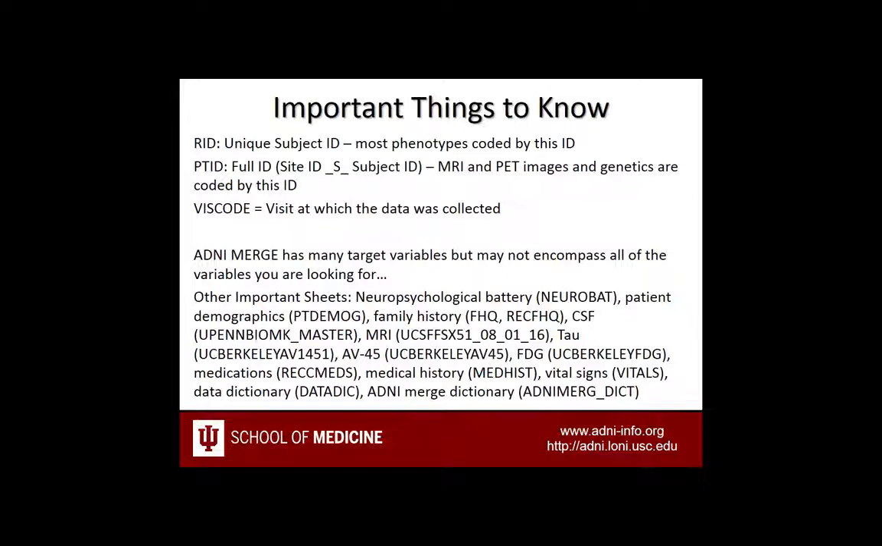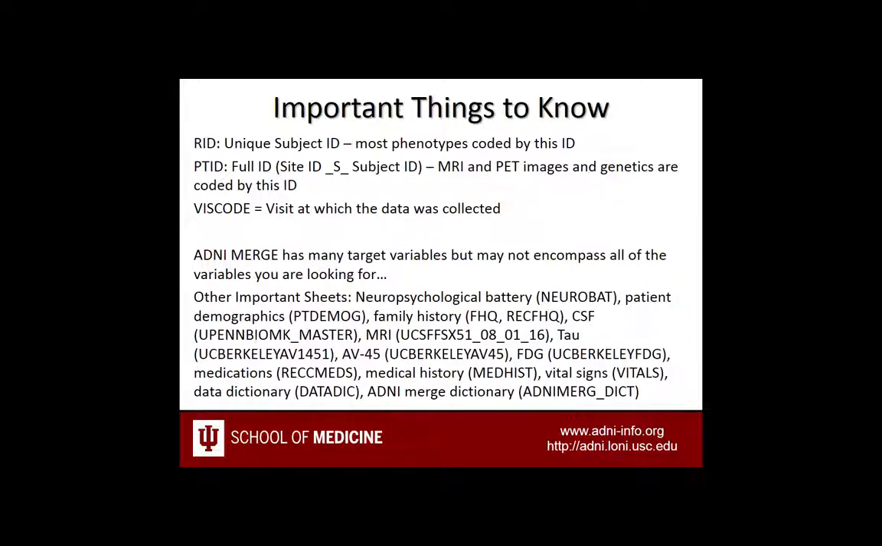And images and genetics are coded by this ID. The visit code is exactly what it sounds like. It's the visit at which the data was collected. A lot of the data we're probably using is going to come from something called the ADNIMERGE data set, which is a merging of a bunch of different sheets together. But that may or may not have everything you're looking for. Depending on what you're interested in, you may or may not want to go above the data that you're given here, to start and play with.